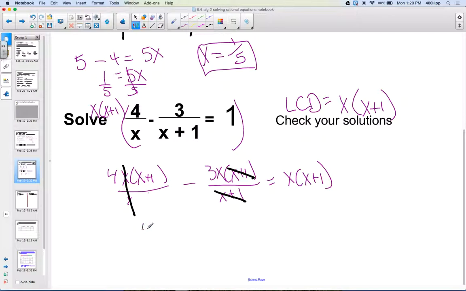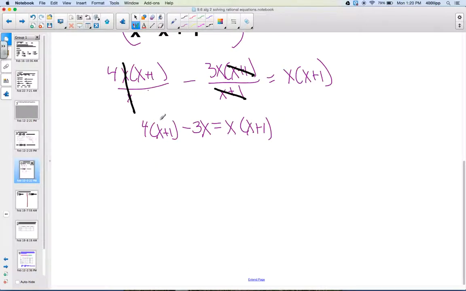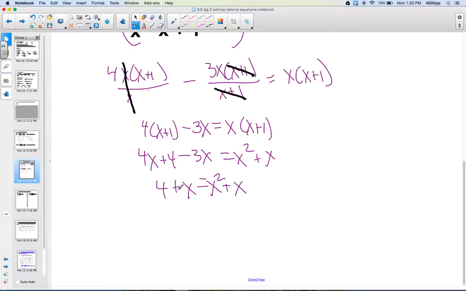Okay, so now we're going to just write what's left, and all of our denominators should be canceled by then. So we have a 4 times x plus 1 minus a 3x is equal to x times x plus 1. And here I will distribute in my 4x plus 4 minus a 3x, bring that down. Distribute in my x here, x squared plus x. Combining like terms, I have a 4 plus x equals x squared plus an x. Subtracting an x from both sides, I'm left with x squared is equal to 4.